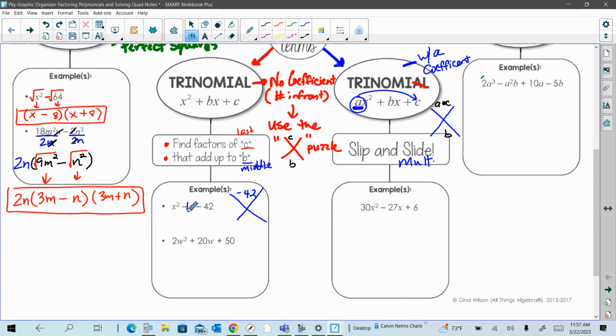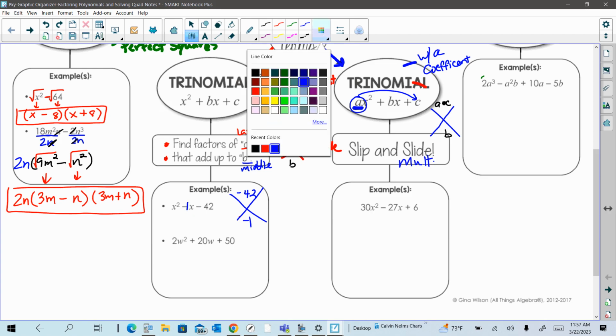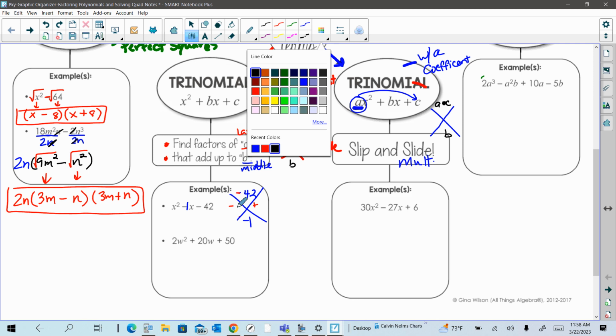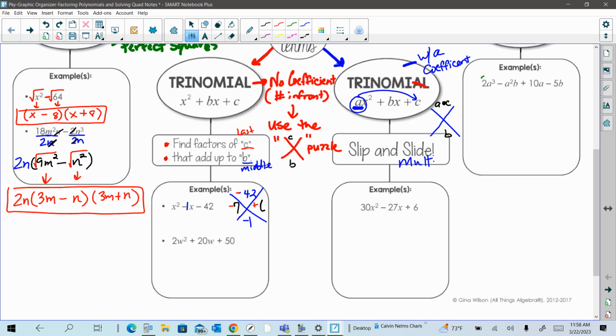Well, that's like an invisible 1 there. So I'm looking for a negative 1 at the bottom. My B is a negative 1. So anytime I see a negative, I know it's going to have to be negative or positive. So it means I'm looking for the difference between the 2 numbers that give me 42. Well, 6 and 7 give me 42, and the difference between them is 1. Well, if I want it to be a negative 1, then I just need my 7 to be the negative and my 6 to be the positive, because we want the bigger one to be the negative. So right there, I can get to my answers. This would be x minus 7, my factors, and x plus 6. And we're done. Right there.